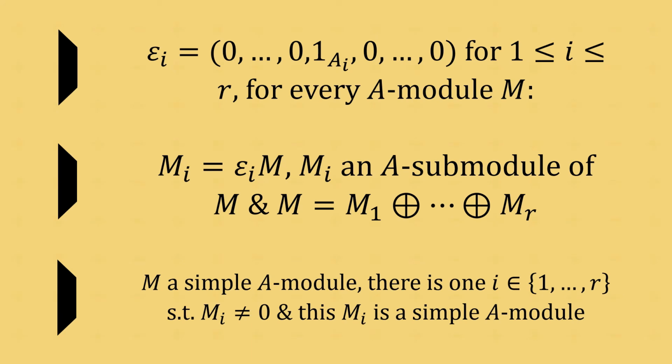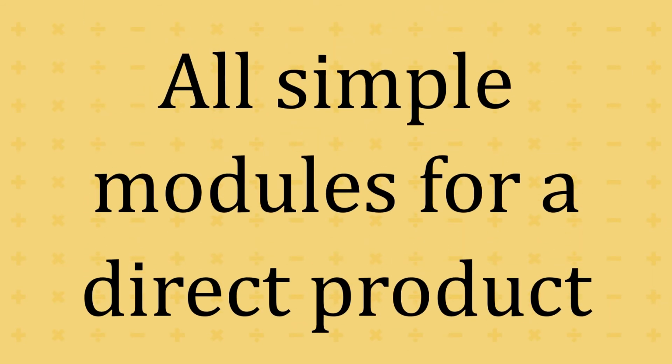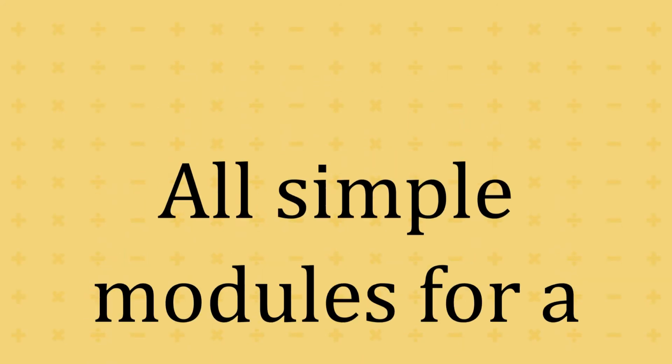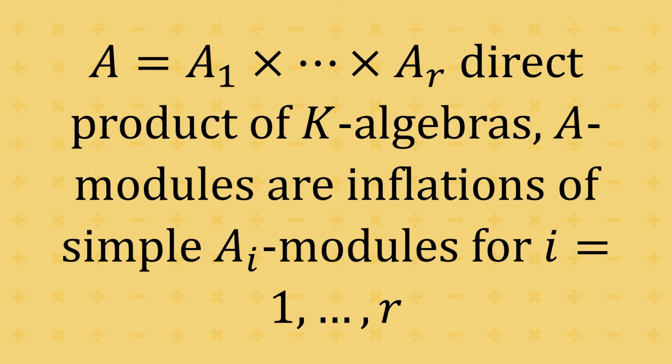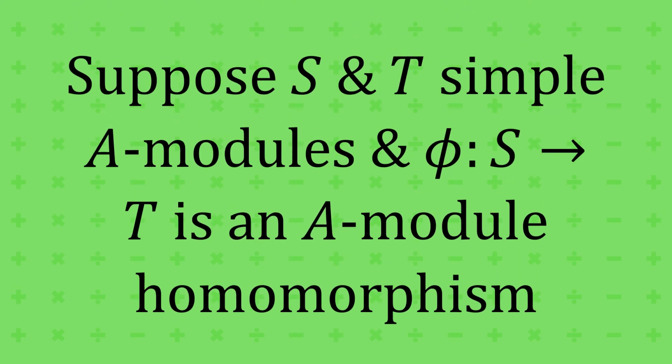Second, if M is a simple A module, then there is precisely one i from 1 to r, such that M_i is not equal to 0, and this M_i is a simple A module. We can now completely describe all simple modules for a direct product. Formally, for A equaling A_1 times all the way up to A_r, a direct product of K algebras, these simple A modules are precisely the inflations of the simple A_i modules for i from 1 to r.